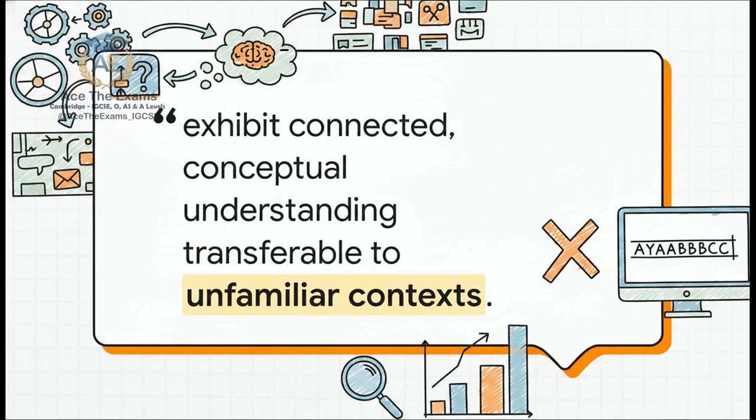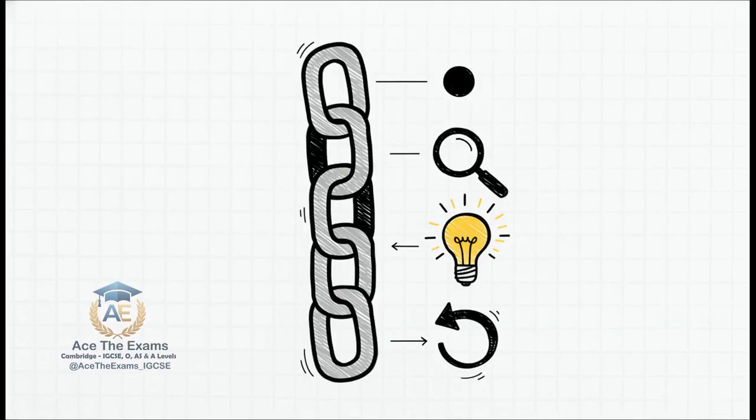Well, the knowledge is technically correct, but it completely fails in an unfamiliar context if that specific text file doesn't actually have any repeating characters. The student failed to evaluate the data structure. They didn't exhibit that connected understanding. So how do we fix that?